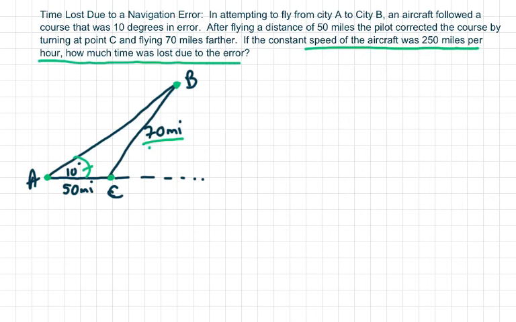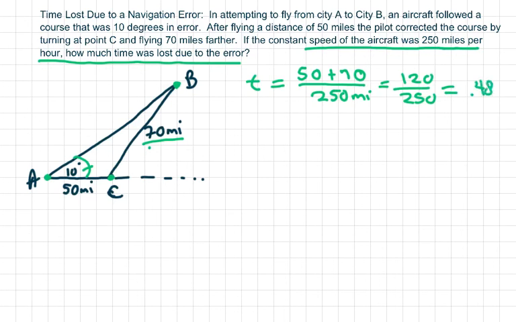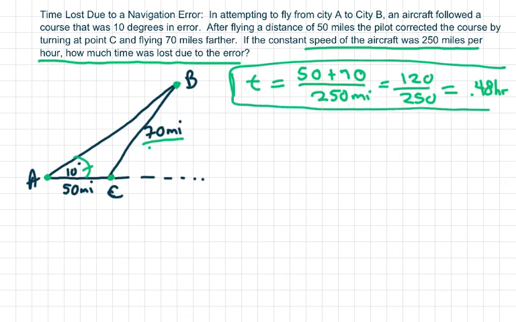So the first thing we want to do is find how much time he spent. He spent 50 plus 70 miles, over 250 miles per hour. So he went 50 and 70, that's 120 over 250 miles per hour, which is 0.48 hours. So that's what he did originally, because we had to find out what time he lost.